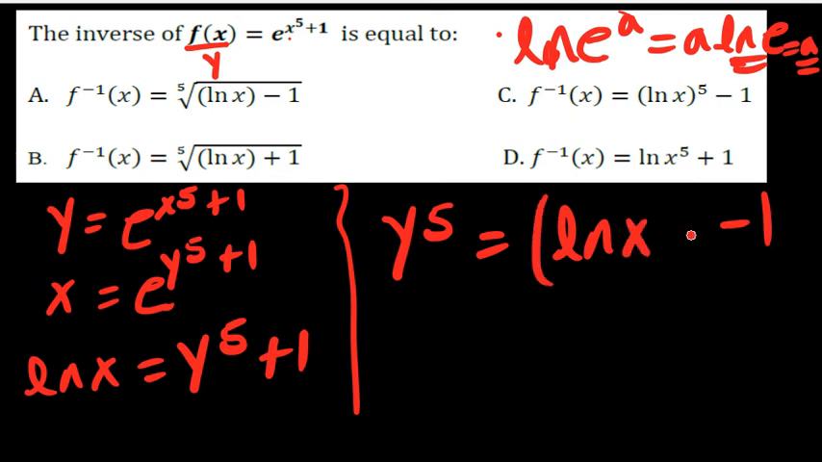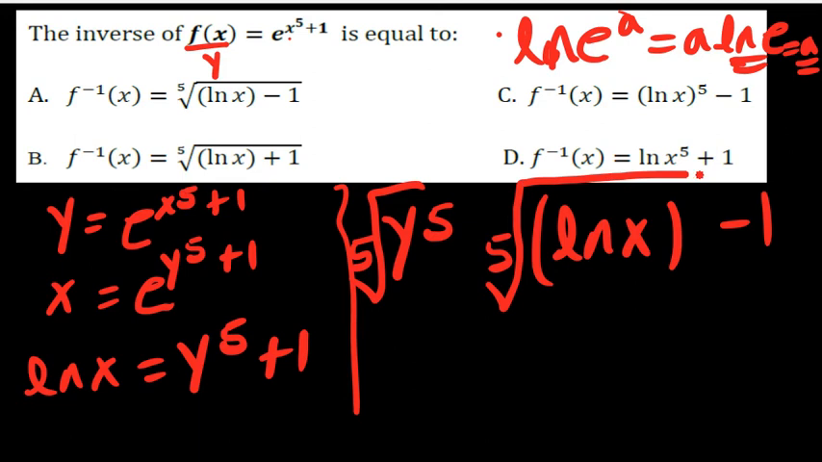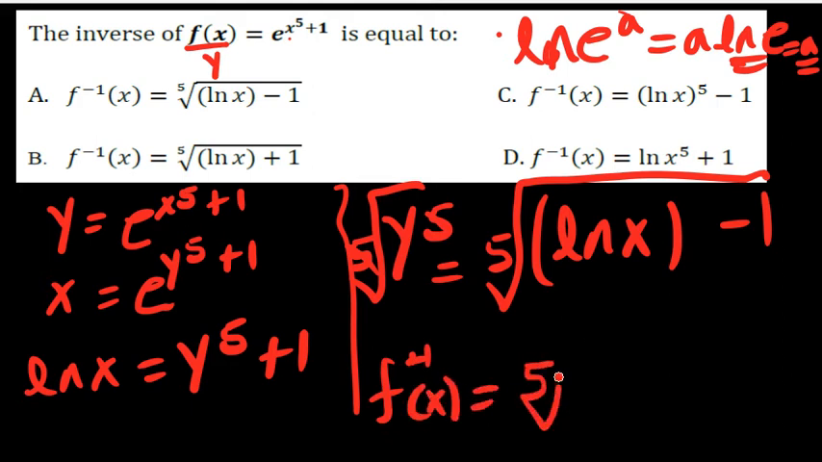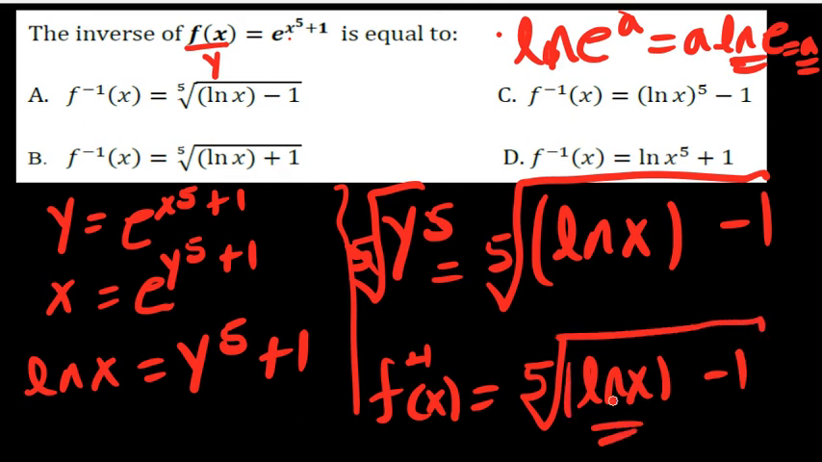Therefore, we'll take the fifth root here, and the other side also we take the fifth root. When you do that, the fifth root and the 5 cancel and the y remains. The y means the inverse. The inverse of x will be the fifth root of ln x minus 1. So the answer is found in A.